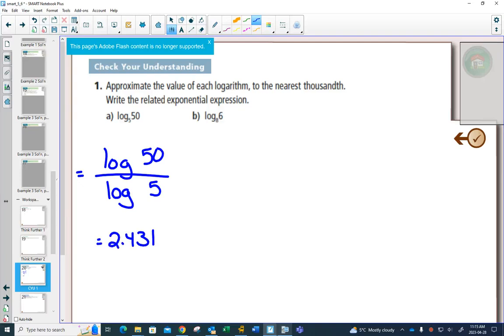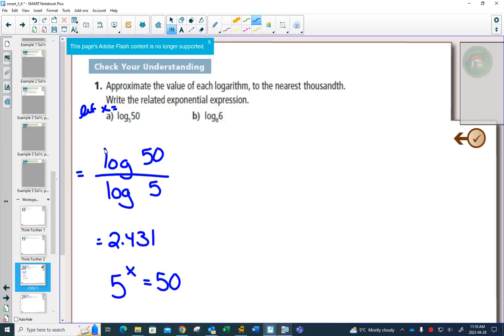It says write the related exponential equation. Well, if we let x equal this, that would mean the base is 5, x is the exponent, is equal to 50. And we now know that if the exponent was 2.431, 5 to 2.431 would be very close to 50. We rounded, so it wouldn't be exactly, but it would be very, very close.